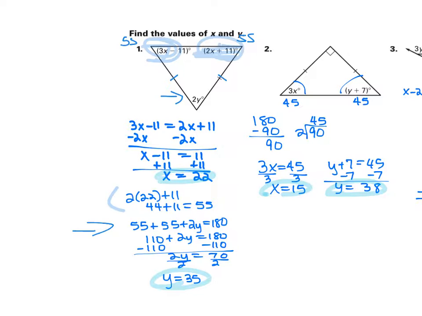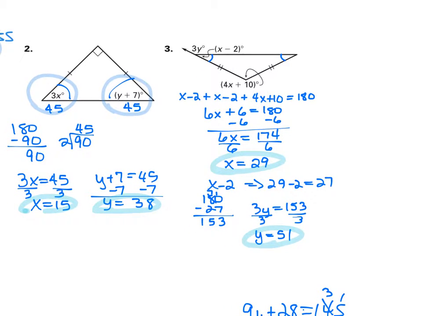Number 2, I had to realize that I had a right triangle here. And we learned the corollary that stated that if you have a right triangle, the two acute angles are complements. So I knew that these 2 base angles that were congruent had to equal 90 degrees. So if I divided 90 by 2, I knew that both base angles had to be 45. So then I set up 2 equations, 3x equals 45, and y plus 7 equals 45, and then solve. Everybody good on 2? Let's go to 3.